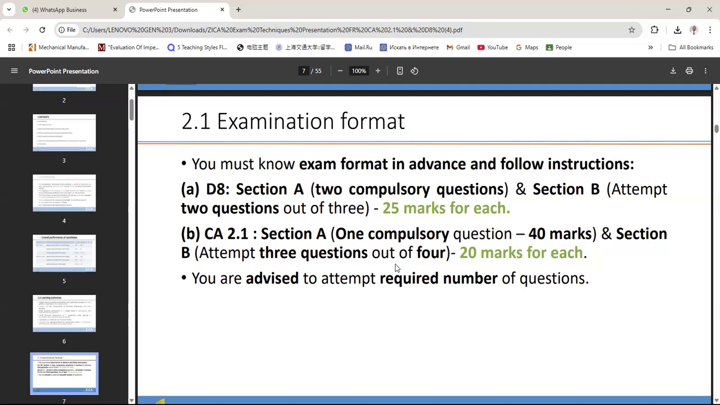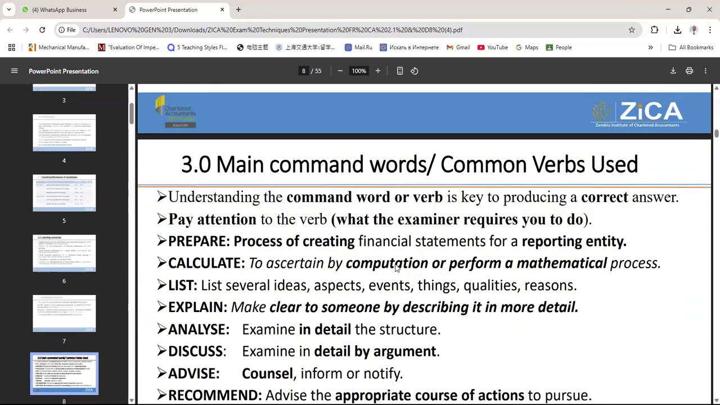In terms of CA2.1, section A is compulsory, which is 40 marks. Then from section B, you choose 2. Each question is 20 marks. So it's very, very important that you know the format and you are advised to attempt the required number of questions, which is very, very important.